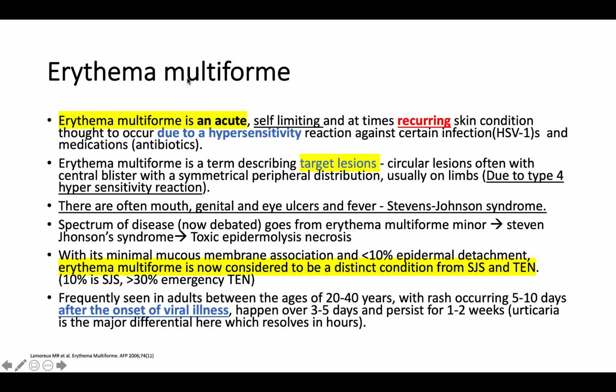Now they're saying that each syndrome is its own entity, not together, even though they all share the same insults. The same agents that can cause Stevens-Johnson syndrome or TEN can cause erythema multiforme as well. But the difference is that SJS will have mucosal involvement, and TEN has more than 30% epidermal detachment. It is very frequently seen in patients between 20 and 40 years of age, with the rash occurring 5 to 10 days after the viral illness, and then persists for about a week to 2.